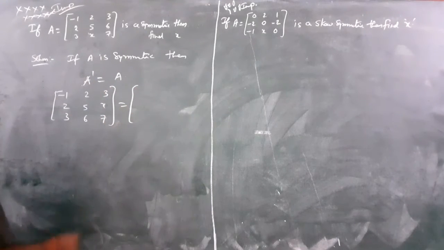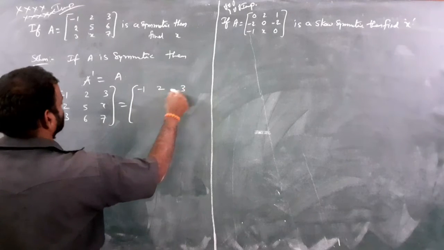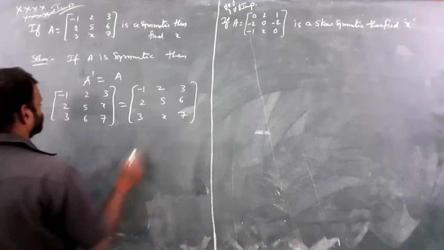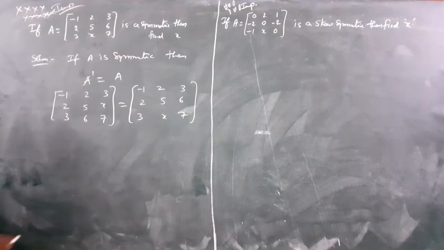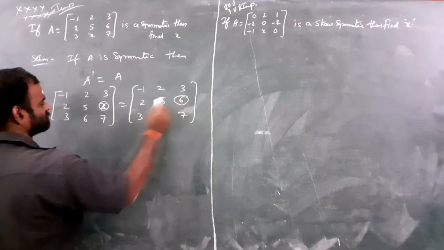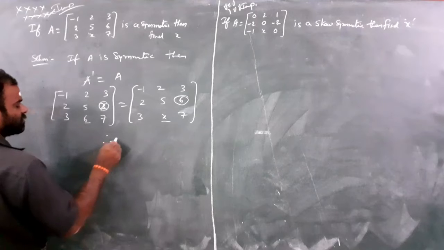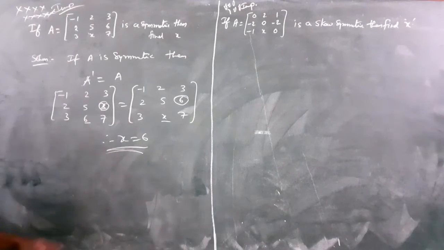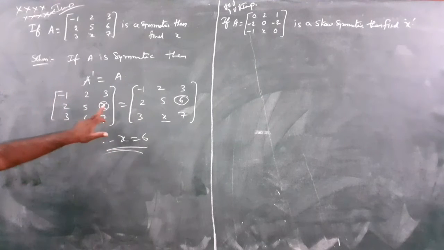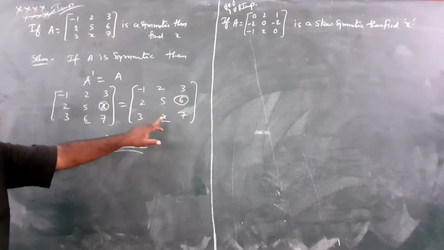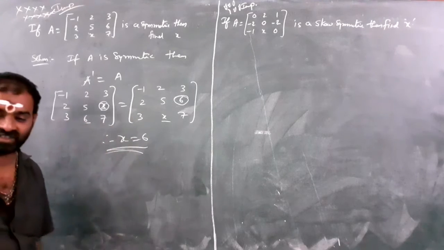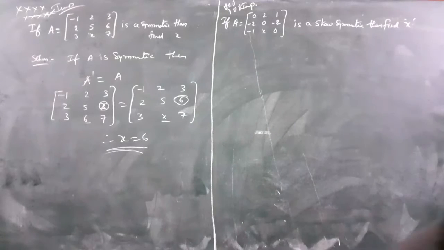This is equal to, and what is A? [-1, 2, 3; 2, 5, 6; 3, x, 7]. So you have to observe. So what is x here? In this place x is here. So here 6 or this one and this one. Therefore, by equality of matrices, these two matrices are equal, so corresponding elements are also equal. So in place of x there is 6, and in the same way here x, and in that place here it is 6. So finally, the value of x is equal to 6.